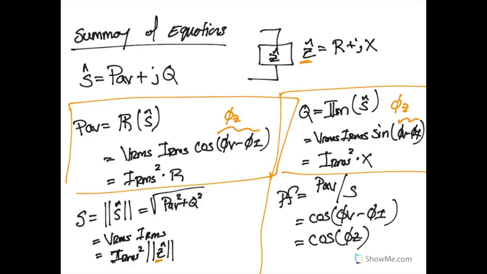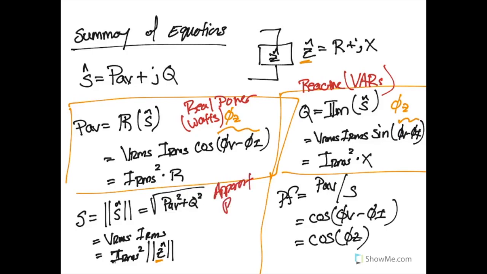So again, here this is our real power, and real power is always in watts. This is our reactive power, and this is always in VARs, volt-amps reactive. Our power factor is unitless, and then our apparent power, which is just kind of the resultant of the complex power, is in volt-amps. So everything's going to have slightly different units: volt-amps for apparent power, watts for real power, and VARs for our reactive power.